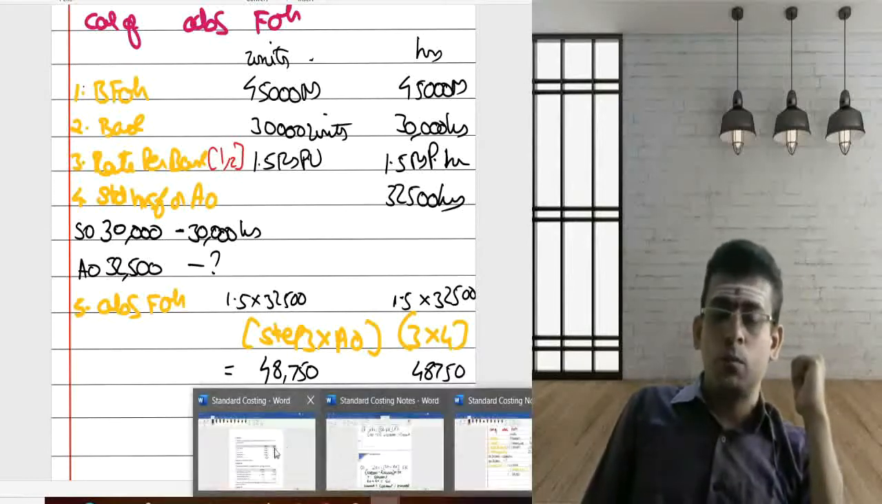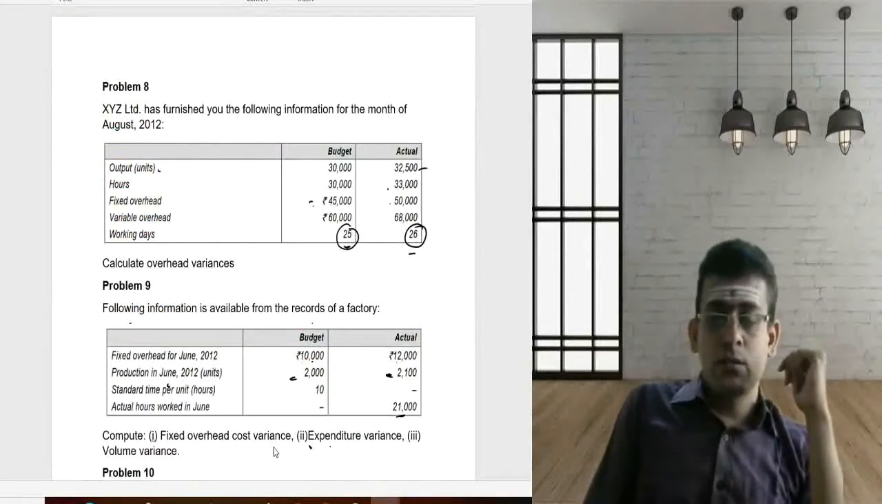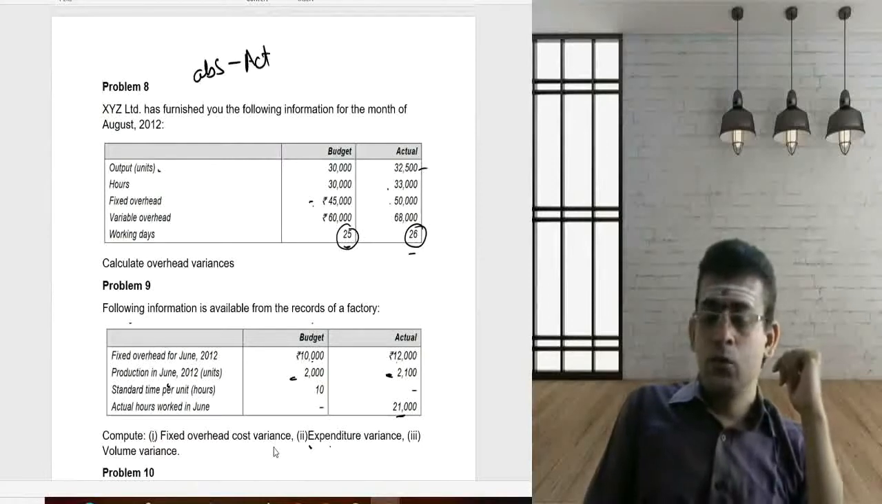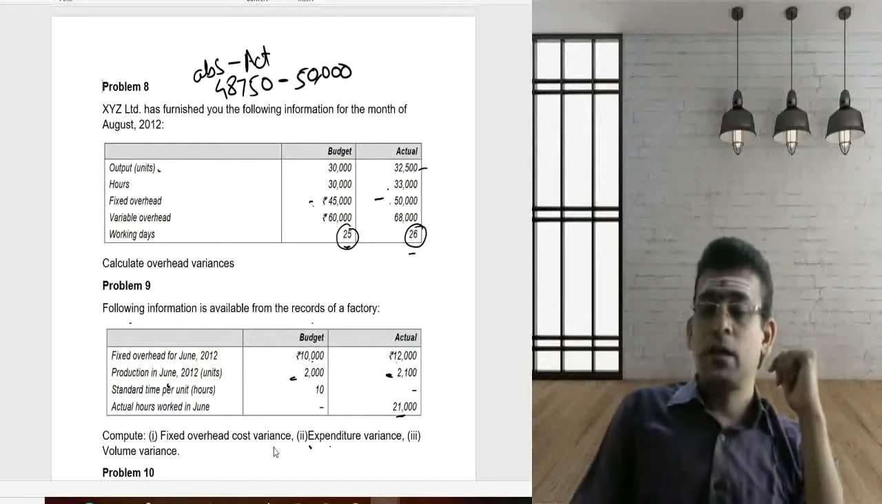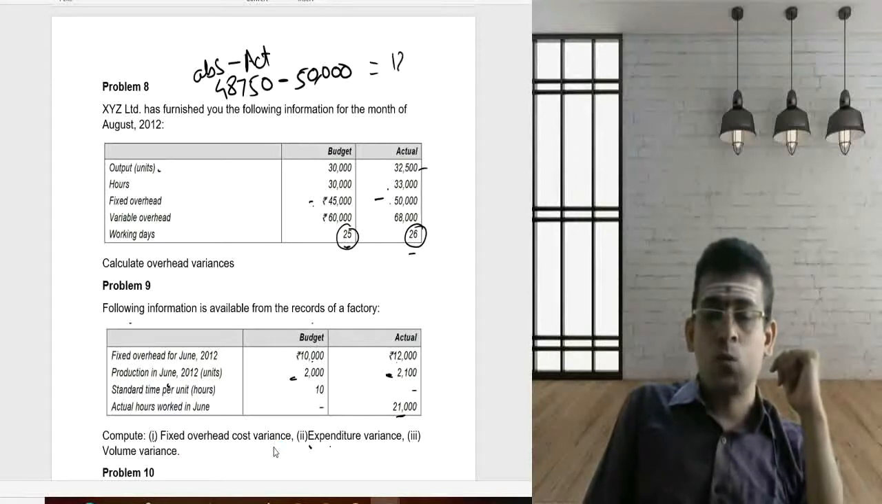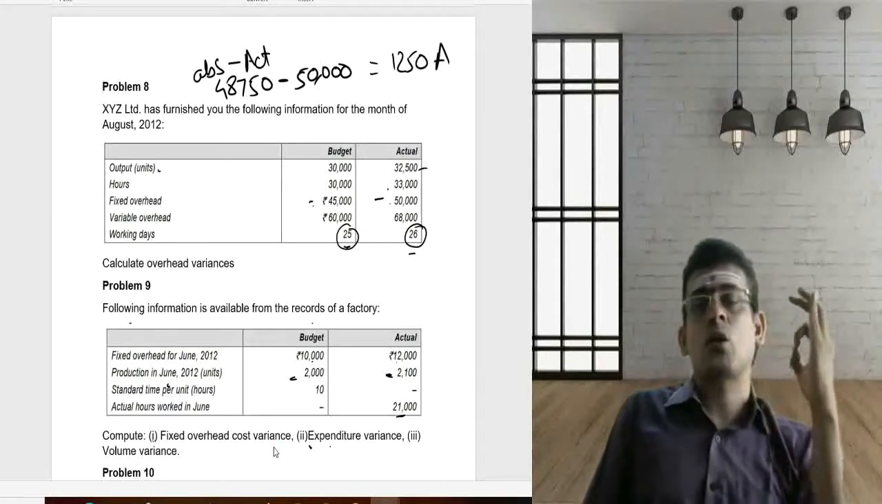Now let us go to the problem. What is my fixed cost variance? Fixed overhead cost variance is nothing but your absorbed minus actual. You know your absorbed to be 48,750. What is your actual overhead? 50,000. So this minus 50,000 gives me the cost variance. 48,750 minus 50,000 is 1,250 adverse. So 1,250 adverse is my cost variance.